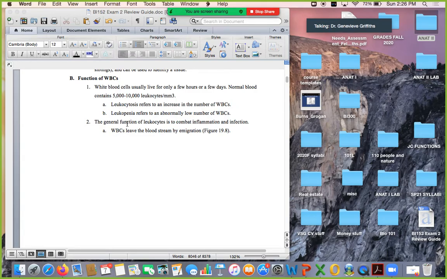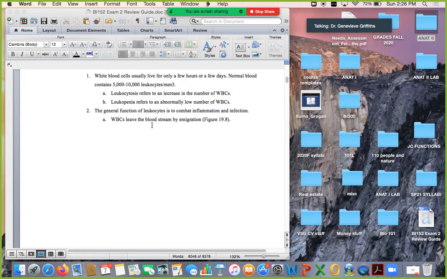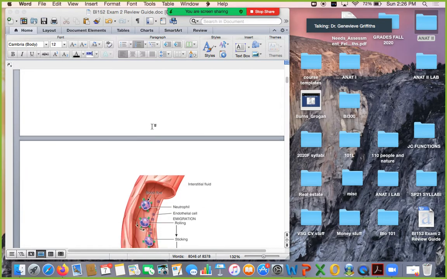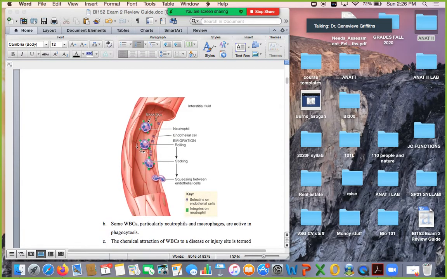And the purpose of these leukocytes is to combat foreign invaders, so inflammation and infection. And what happens when they're traveling around the bloodstream is they're going to get some sort of information from the outside that says you're going to have to leave here to fight a foreign invader, and they leave by what's called emigration. And that happens like this. So here we have a neutrophil. It's just chilling, traveling along with the blood flow, and the interstitial fluid is on the outside.